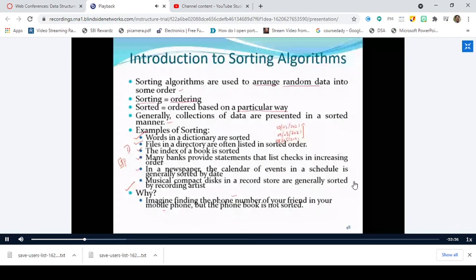Whenever you arrange some records in sorted order, the performance of some operations will increase, right? For example, a search operation on a sorted array of records will be much more efficient than a search operation on an unsorted array of records. So this is the reason why we need techniques which arrange a random list of elements in an ordered manner, right? So this is all about the introductory part. Is it clear up to this point?